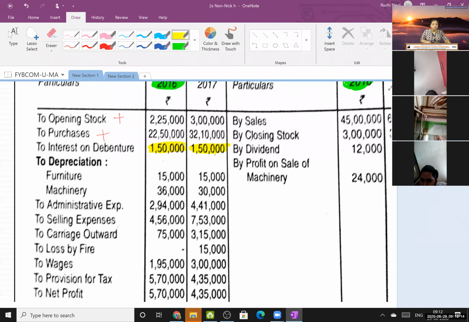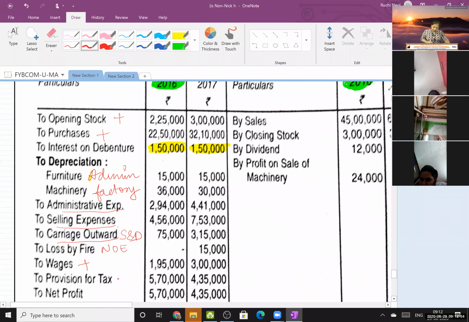Furniture. The furniture is used in office. The depreciation of furniture will go in admin expense. Depreciation on machinery. Machine is used in factory. So depreciation of machine will go in factory. Okay. Administrative expenses अलग से भी दिया. Very good. Selling expense अलग से दिया. Carriage outward will also go under selling and distribution expense. Loss by fire. This is non-operating expense. ओके, वेजेस ये COGS के फॉर्मूले में ऐड होगा.